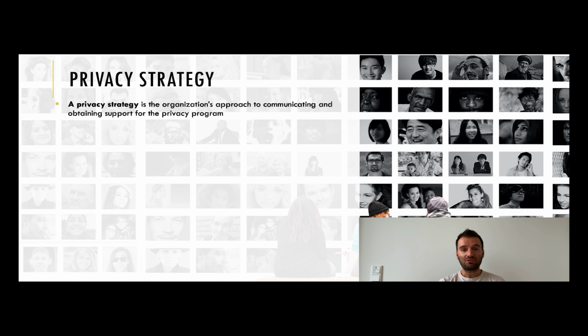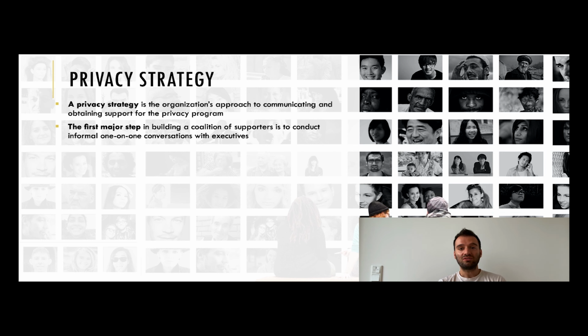There are positive benefits to implementing a privacy strategy in today's environment, among them management's growing awareness of the importance of protecting personal information and the financial impact of mismanagement. With that said, getting buy-in at the appropriate levels can still be difficult. The first major step in building a coalition of supporters is to conduct informal one-on-one conversations with executives within the organization who have accountability for information management and/or security, risk, compliance, or legal decisions.